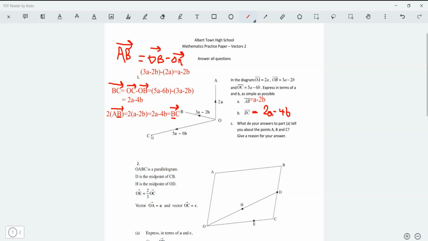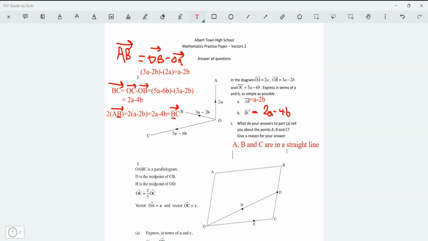That means the line is a straight line. If you draw a line from C to A, it would pass through B. I know the diagram is not drawn to scale, so it's not going to look that way, but in reality a straight line would pass through C, B, and A. So we'd end up saying A, B, and C are in a straight line. That's what it tells us right here.